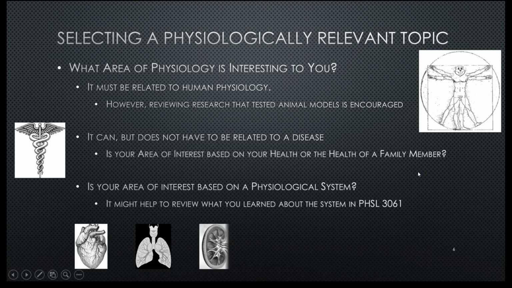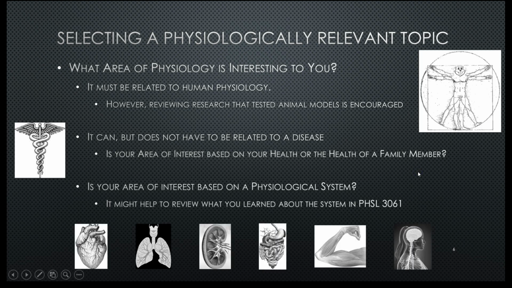If you're having trouble thinking about a topic, one of the things to think about is what were some of the topics that you covered in the Principles of Physiology class, Physiology 3061. Is there something that you covered there? Cardiovascular, respiratory, kidney, digestive tract, skeletal muscle, nervous system, that you think you'd like to learn more about, read some research papers, and then write a research report.